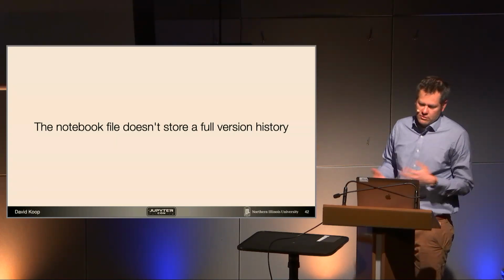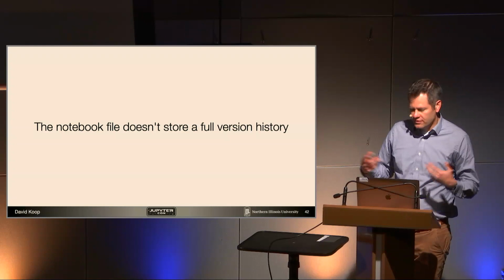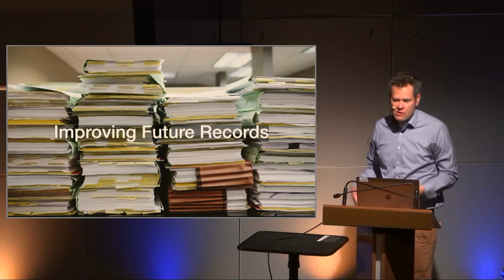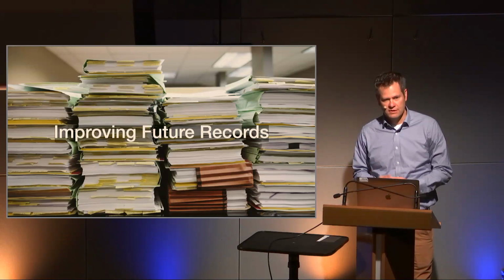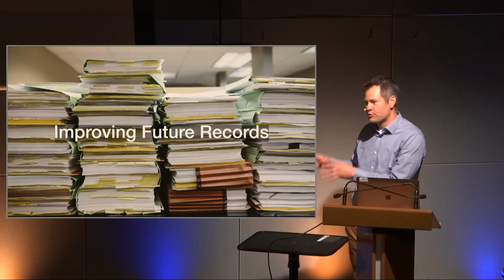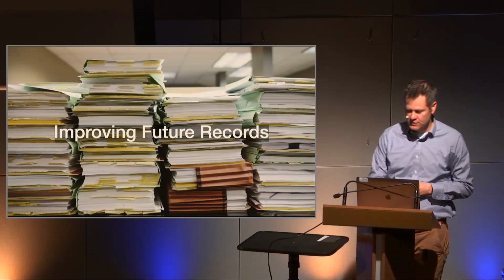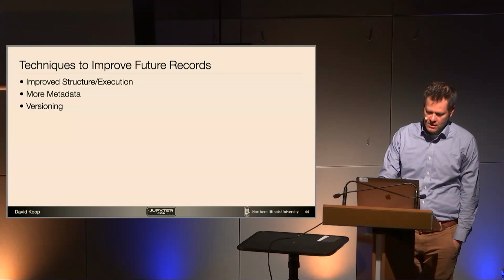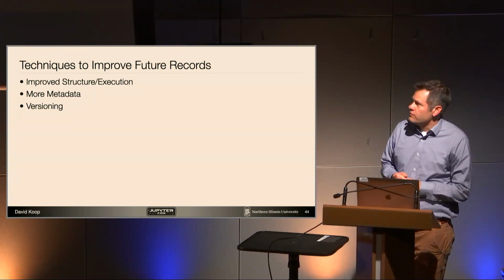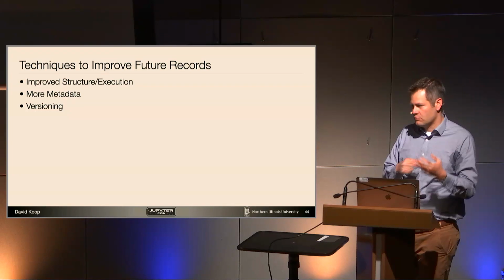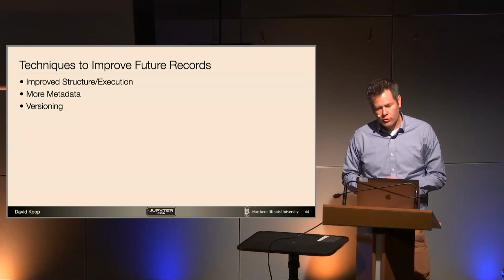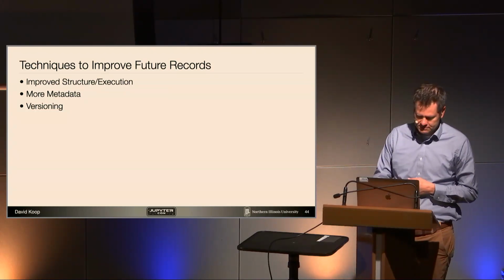All right, so basically the notebook isn't storing the full history of what's happened to it, its full version history. So a question might be, can we improve future records in some way, right? If archaeology is trying to deal with missing bones and things like that, how do we improve things so that we can gather more information in the future and ensure better reproducibility? And so I'll suggest 3 techniques in this space. One is trying to improve the structure and execution of the notebook, right? Can we connect things in a better manner? Maybe storing more metadata with the notebook, and then thinking about versioning.